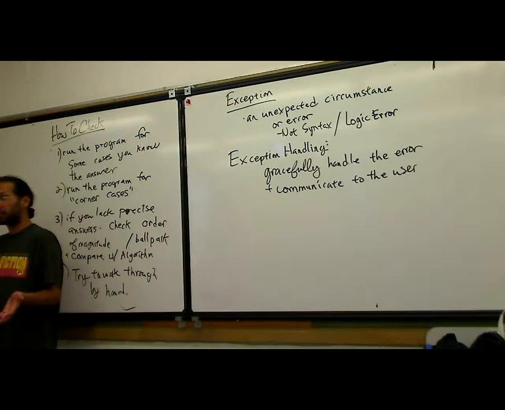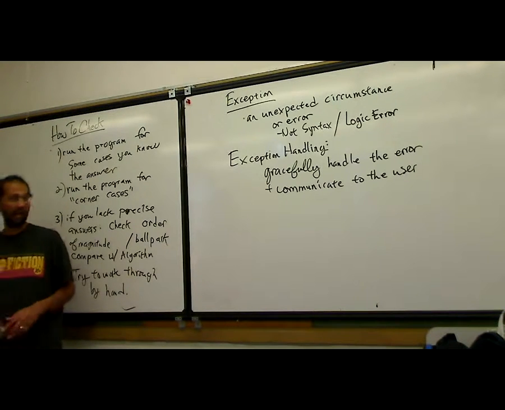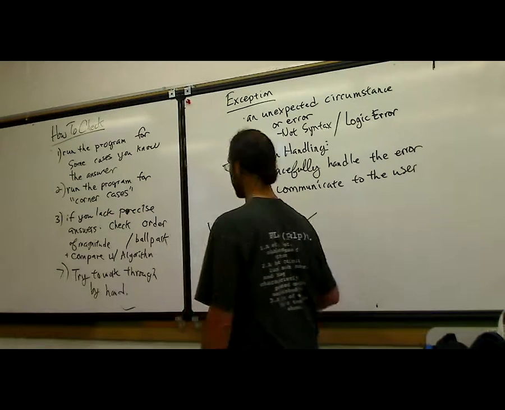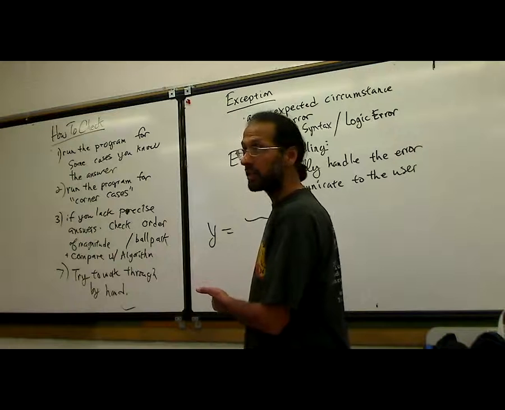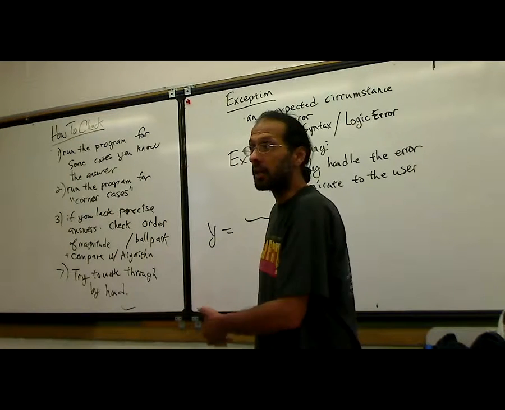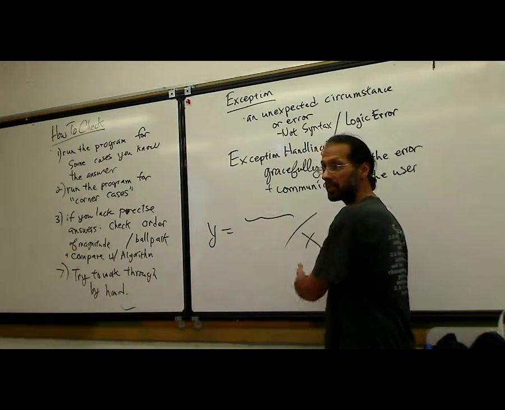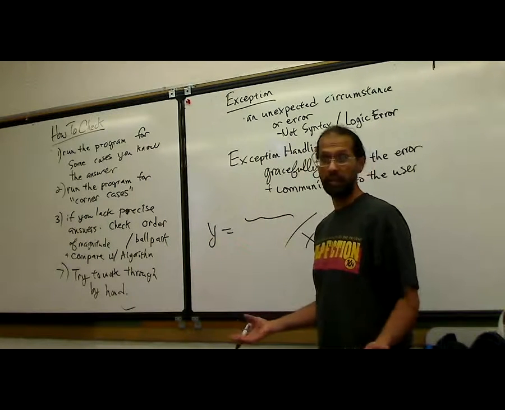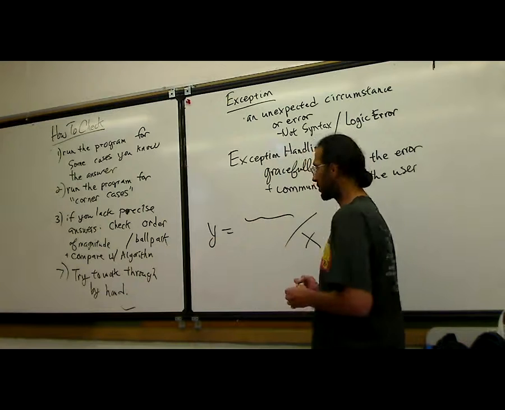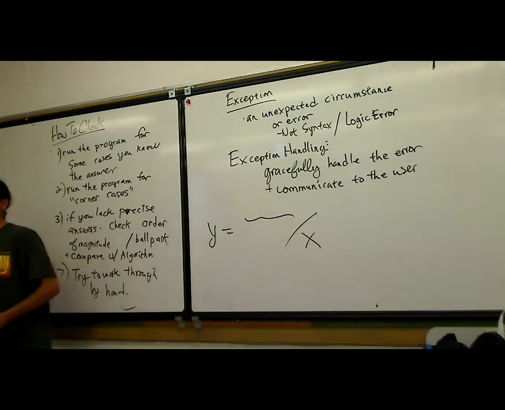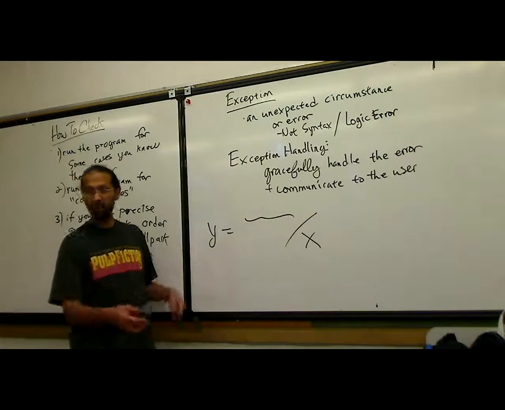Divide by zero, where your zero is a variable, is a classic exception. If your code has y equals blah blah divided by x, that's not a syntax error. It may not even be a logic error, but given certain input parameters, where x is 0, you've got a divide by 0, and you can get an error. So how do you have MATLAB handle this? That is exception handling, in any program.